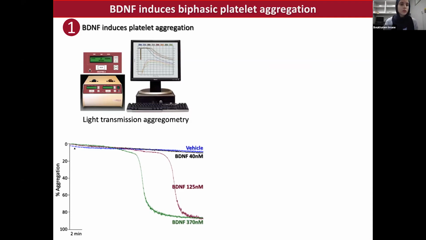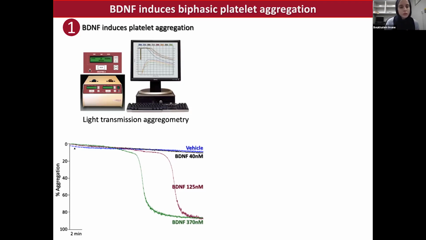So we use light transmission aggregometry, LTA, which is pretty standard in aggregation testing. And as you can see on the bottom left of the slide, we have aggregation traces. On the x-axis, we have time, and on the y-axis, we have percentage of aggregation. And it starts with a flat curve, and if we have aggregation, the curve will go down. And as you can see, while the vehicle and low nanomolar dose of BDNF do not induce platelet aggregation, medium and high concentrations, which are still in the nanomolar range, will induce complete platelet aggregation.